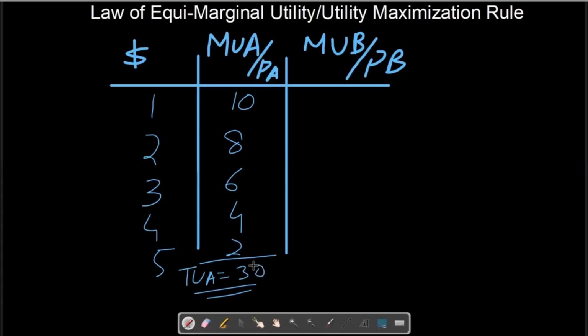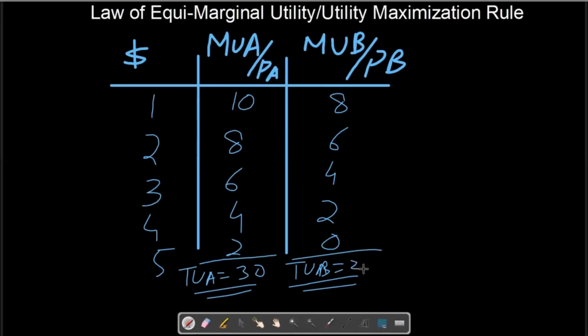Now, if we assume that instead of purchasing product A, the consumer spends all of his income on product B, then the marginal utilities of B per price would be, on the first dollar he, suppose, gets 8 units of satisfaction, on the second he gets 6 units, on the third he gets 4 units, and then 2 units, and then 0. So the total utility from product B is 20 units.